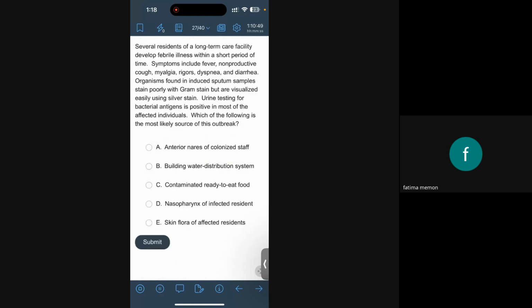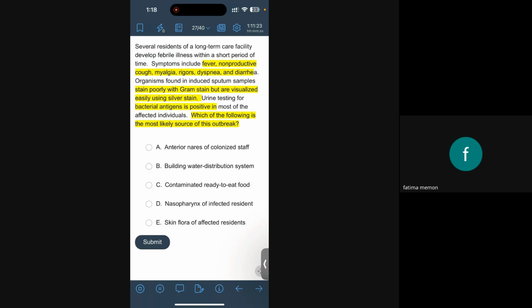Which of the following is the most likely source of outbreak? Patients in a long-term care facility develop fever in a short period of time, with non-productive cough, myalgia, dyspnea, and diarrhea. It stains poorly with gram stain but is visualized using silver stain. Urine antigen testing is positive.